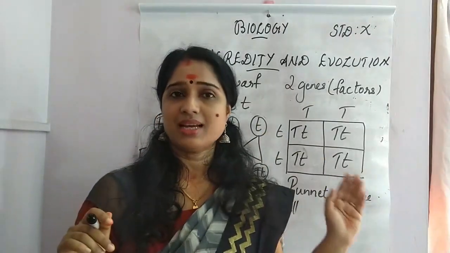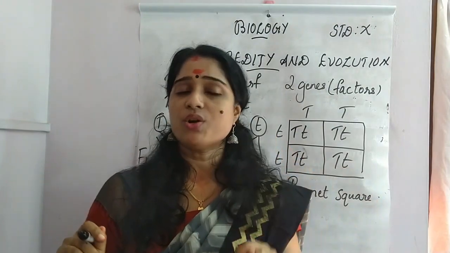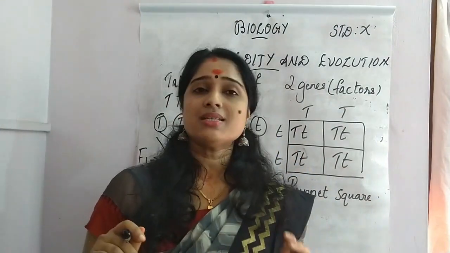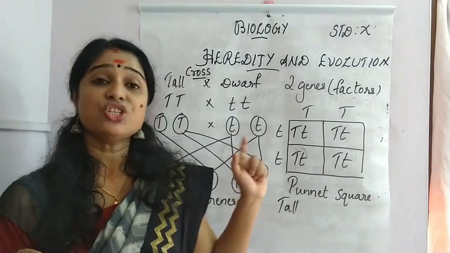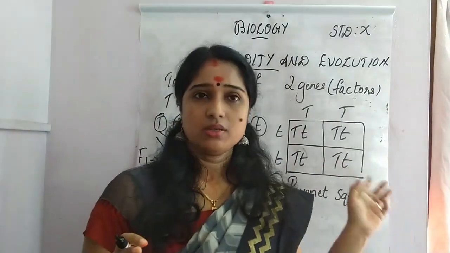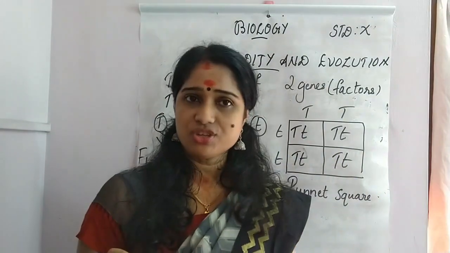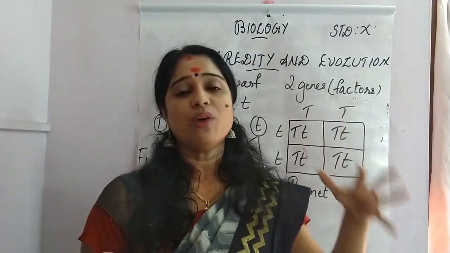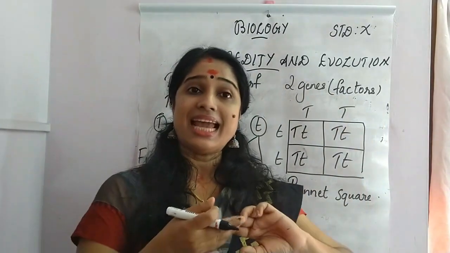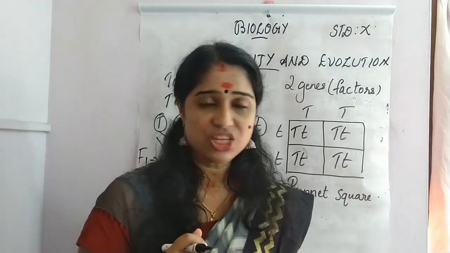Mendel selected first a pair of contrasting characters. First he selected the height of the plant. So he crossed what? Tallness. He did cross pollination, and he allowed the tall plant as the father and the dwarf plant as the mother, and he allowed them to do the cross pollination.